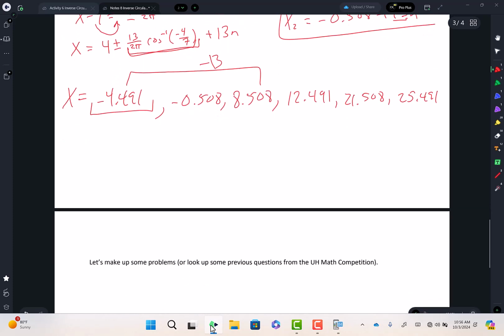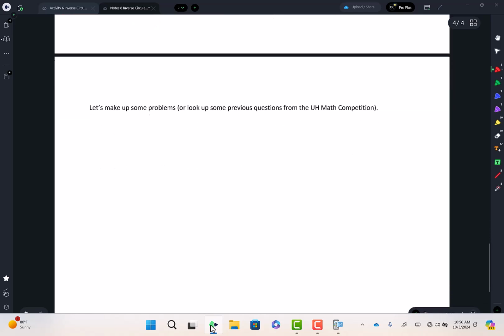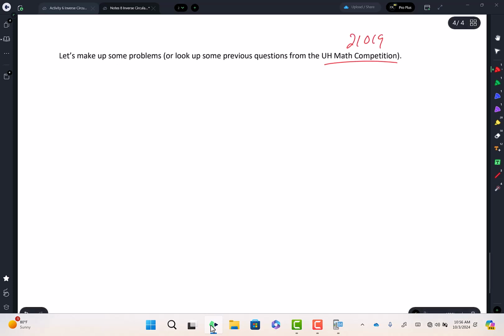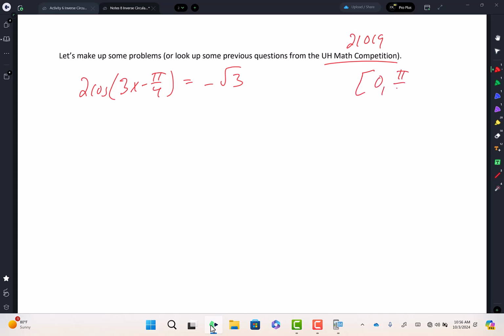Okay, check it out. I got a question for you from a math competition, the same math competition that we went to. It was from UH, from 2019. It's on the last page. I should have typed it in, but here it is. I'm going to give it to you guys. 2 cosine of 3x minus pi over 4 equals negative square root of 3, and the domain was 0 to pi over 2.